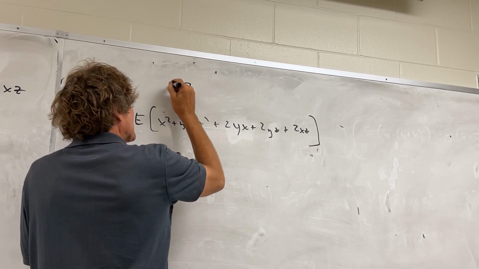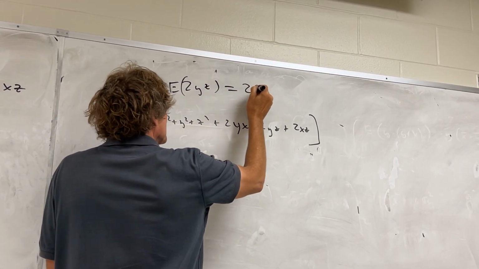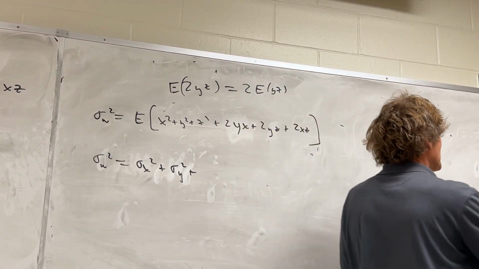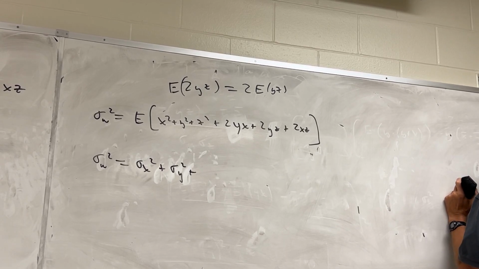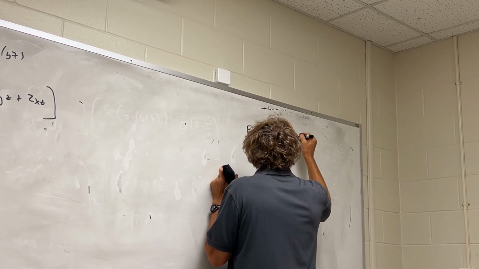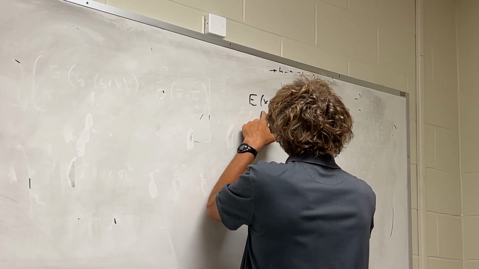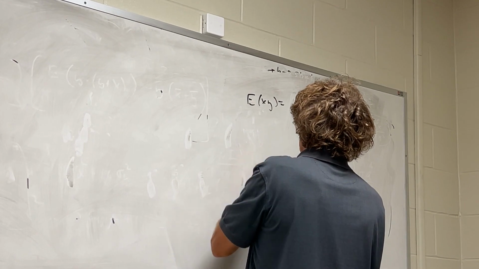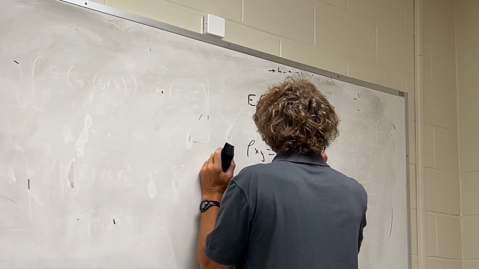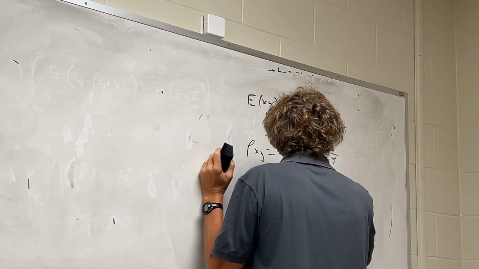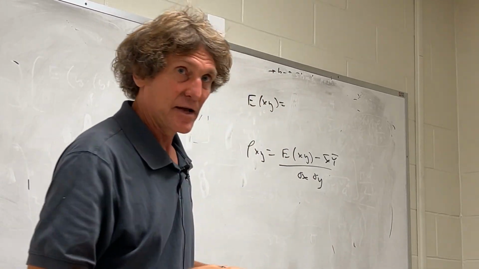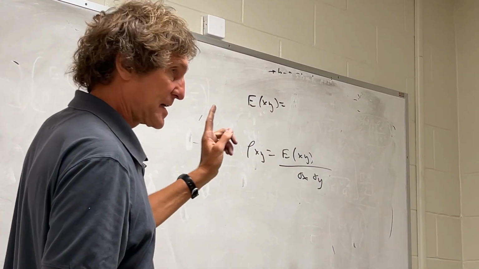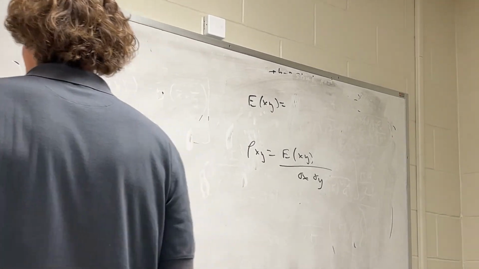This is the expected value of 2yz, right? Isn't that 2 times the expected value of yz, correct? What is the expected value of yz? I'm doing it wrong. Let me do it this way. Rho of xy is equal to the expected value of xy minus x bar y bar over sigma x sigma y. That's what I should have done in the first place, right? That's generally true. So if the means are 0, the expected value is just sigma x sigma y times the correlation coefficient. So that's where I wanted to go.